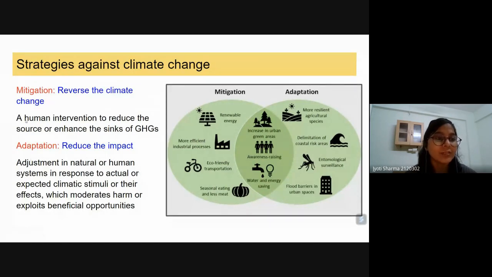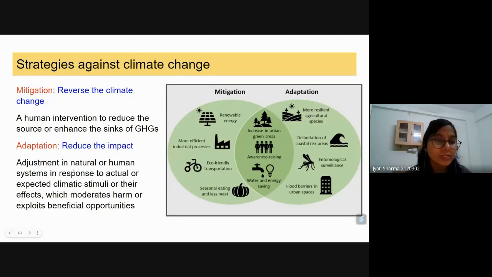So mitigation is a human intervention to reduce the source. Either it will reduce the source of emission, or it will create some sink. For example, either it will create some technology, or it will improve the technology in such a way that we need very little fossil fuel for the vehicles. So we are reducing the source of greenhouse gas here. And if we are, suppose, increasing the forest area, then the forest will absorb this CO2, so we are increasing the sink of this greenhouse gas. So this is a kind of mitigation.